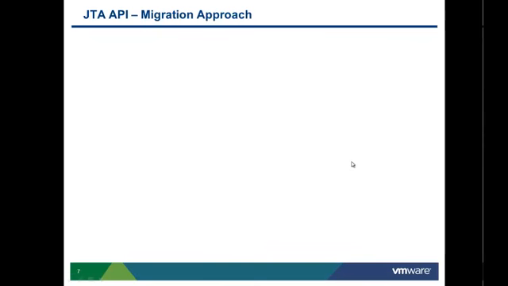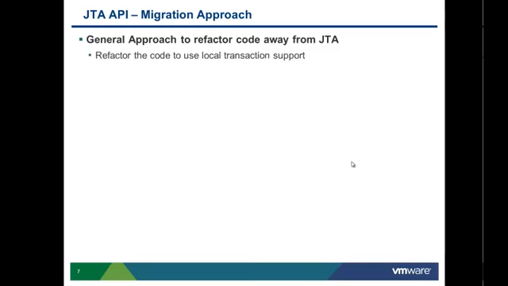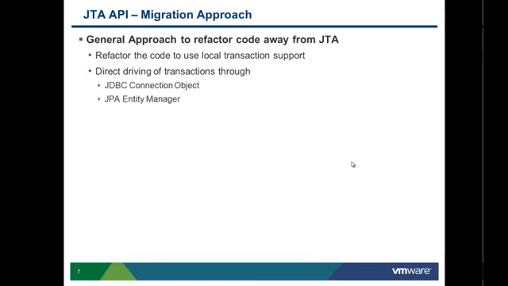The general approach to refactoring code away from JTA API is to refactor the code to use the corresponding local resource transaction APIs. As an example, this includes direct driving of transactions through the JDBC connection object or JPA's entity manager or Hibernate session or equivalent.